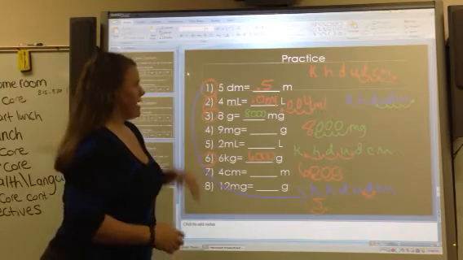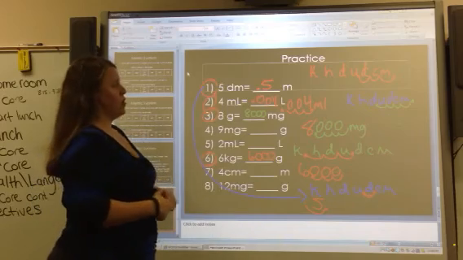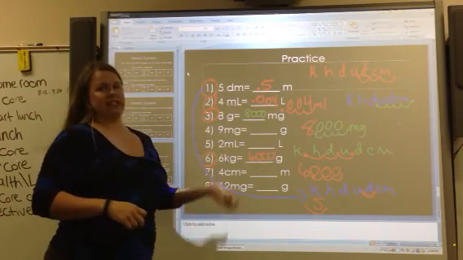And there's a couple more if you want to practice those, but otherwise we'll continue in class tomorrow talking about the metric system and getting into ratios.